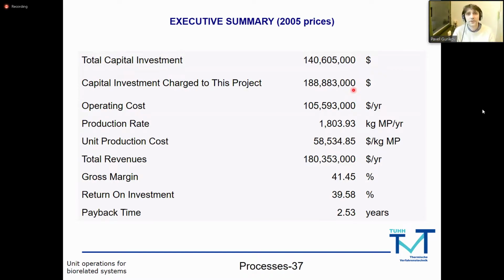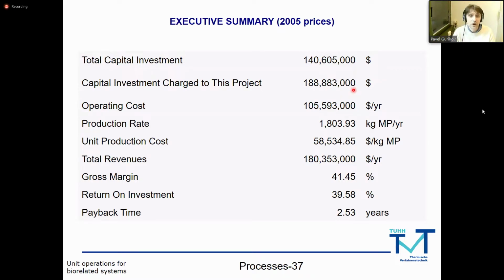Total capital investment. What do you think this number, the very first line in the table, tells us? The total amount of money that we require for the plant. To buy parts, to assemble, equipment, building as well, land and things like this. Yes, perfect. Total capital investment is clear.